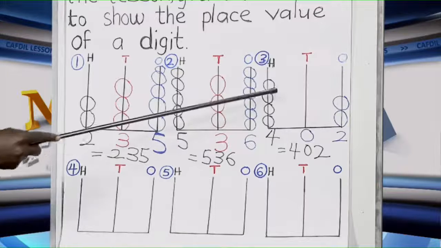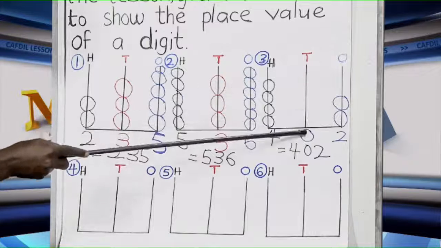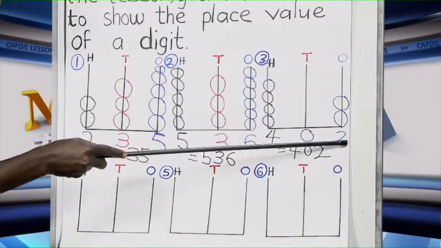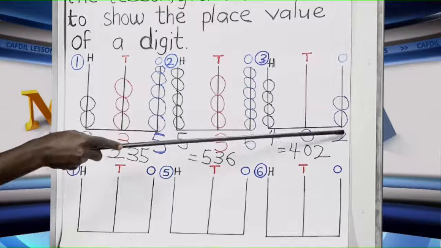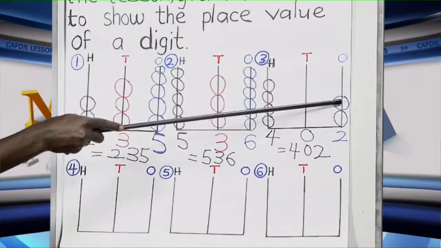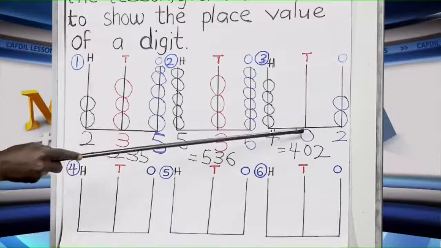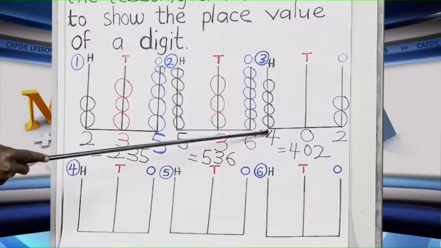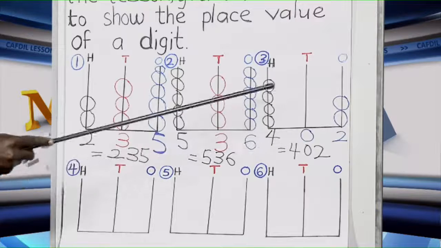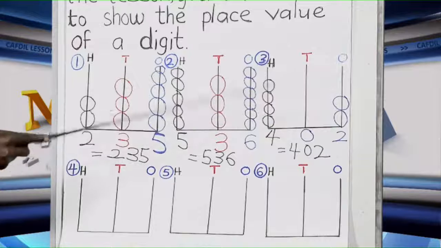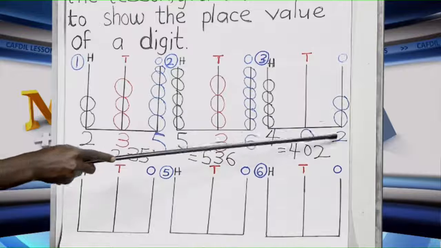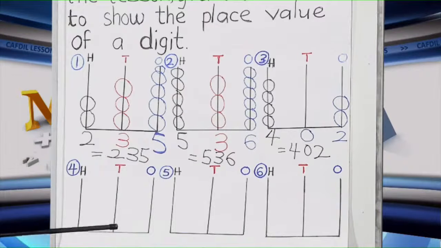So we have 402. Now you can see that since we don't have anything here, we have 0. And then this 2 is under the ones column. So we can count 1, 2. We don't have anything here, we have 0. Then when we come to hundreds column, we have 4 hundreds. So that will give us 402.